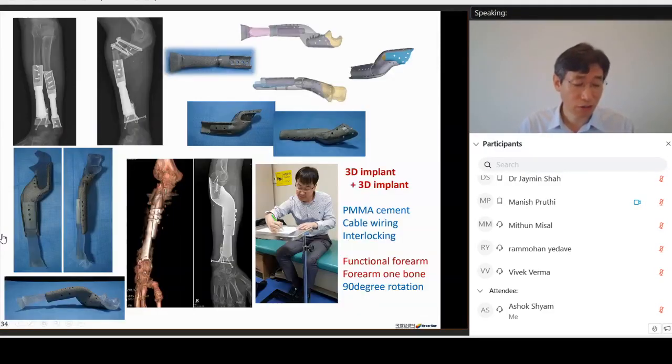His second surgery was a failure due to insufficient fixation. I designed a 3D printing connector between the 3D radius distally and the ulna bone proximally. It was designed in a functional posture to the right.